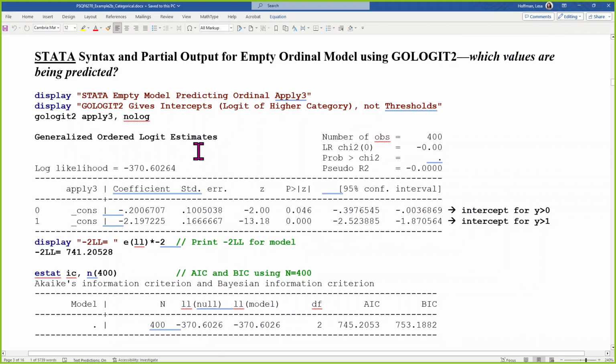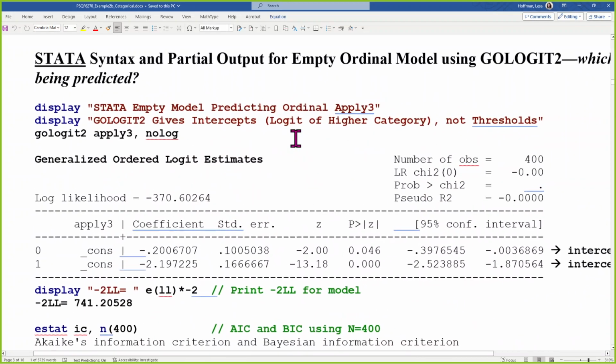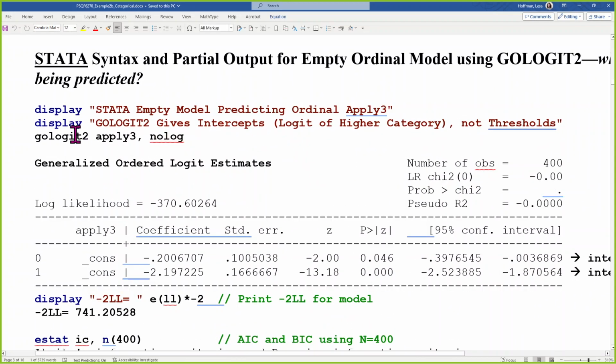So in Stata, I am using another user-defined package that I found, and I was so happy when I found this. It is called, to Stata users, gologit, I believe, because ologit is the package for ordinal, and G is to generalize it further. But I look at that, and to me, this says, go logit, go logit, go logit 2. Because go logit 1 was not good enough. We need to upgrade. So we're going to go logit 2. And apply 3 is my outcome. So this is my empty model designed to make sure that my software is doing what I want it to.